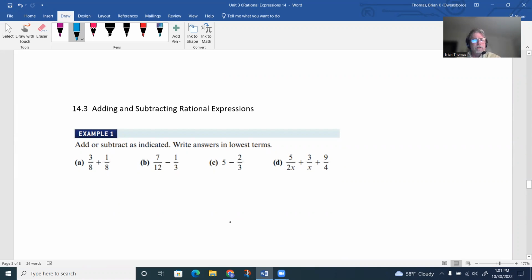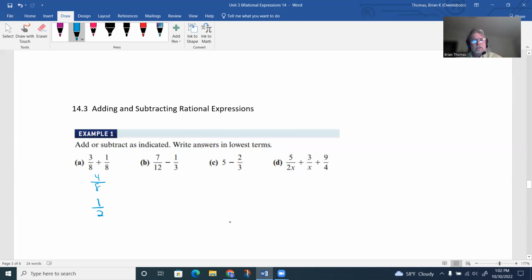So if we look at the first example, 3/8 plus 1/8, that's exactly what we want, is like fractions. So all we have to do is go 3 plus 1, and that gives us this 4/8. But remember, the catch is once you add fractions, you have to reduce. And so notice that 4/8 does have a common divisor of 4 in them, and that does reduce on down to 1/2.